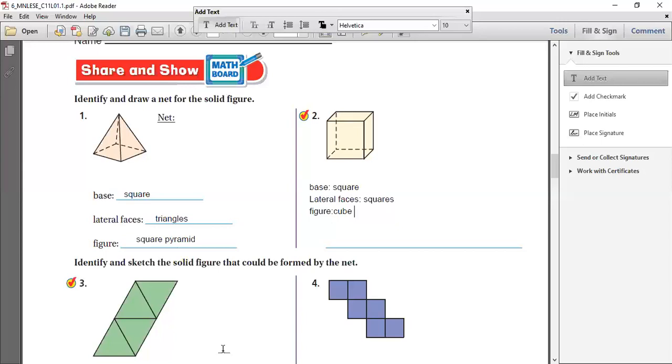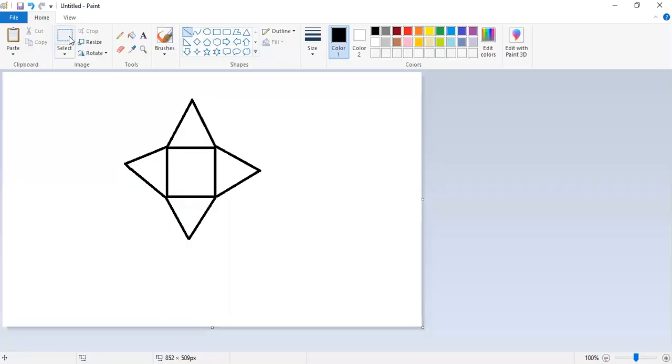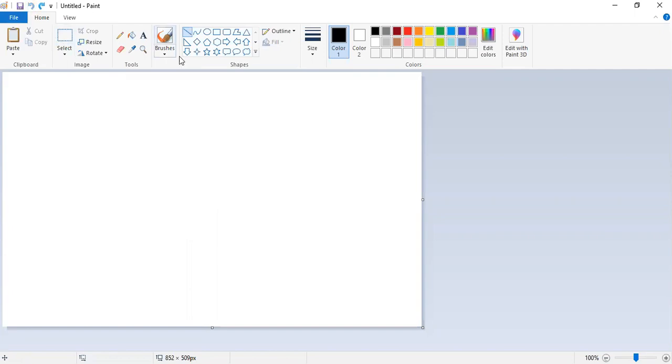Okay, let's go back and draw. So first, let me start by drawing a base. Base is going to be a square. Okay, now I'm going to draw the lateral faces. So how many lateral faces did that have? It's all squares. So I will join the squares.